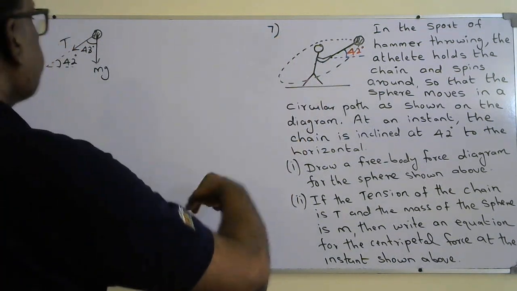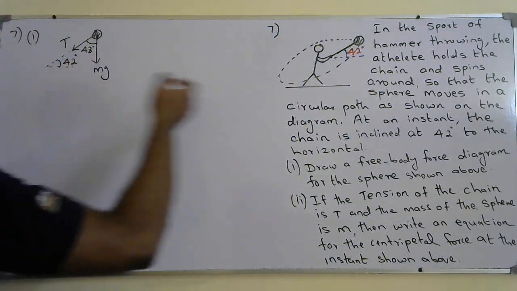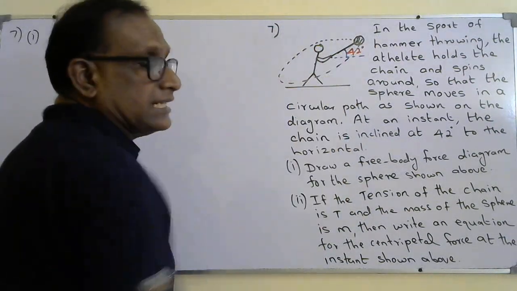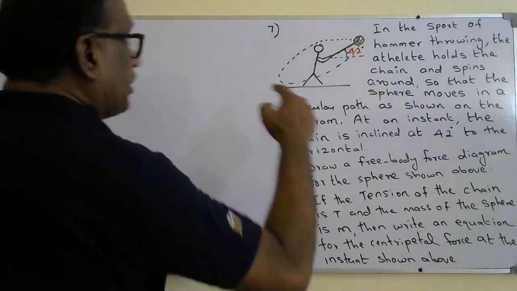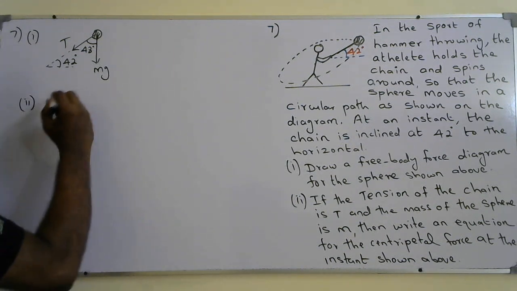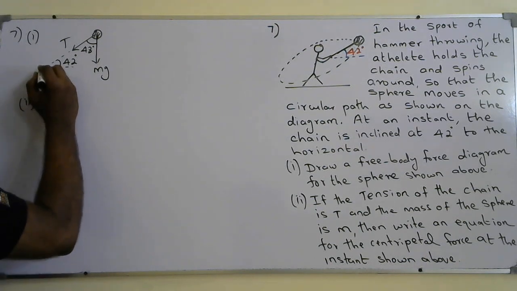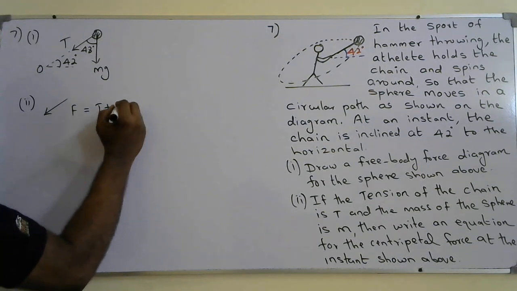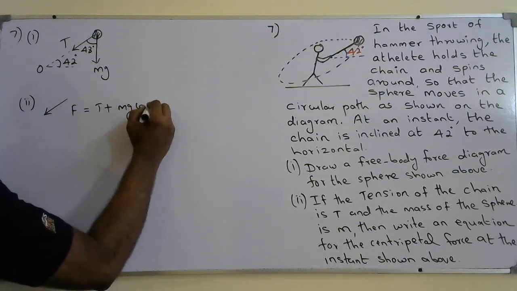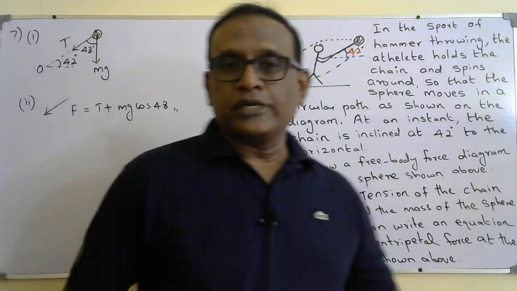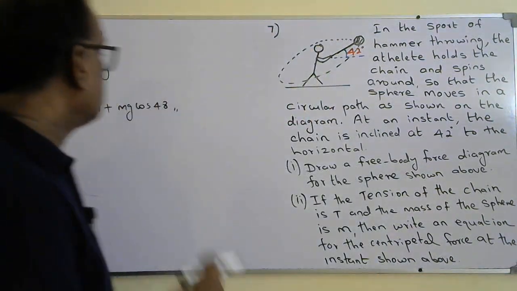The center is somewhere here. The tension is towards the center, and the velocity at this instant will be into the board. It's rotating like that. The centripetal force is the resultant force towards the center, so that is T plus mg cos 48. That is the expression for the centripetal force.